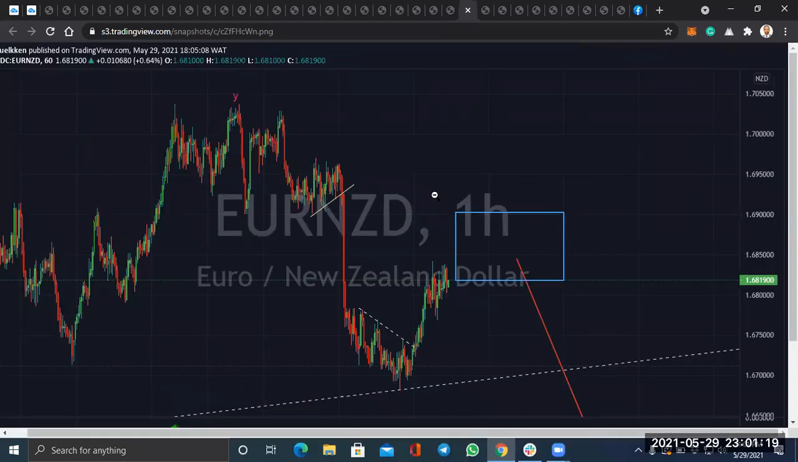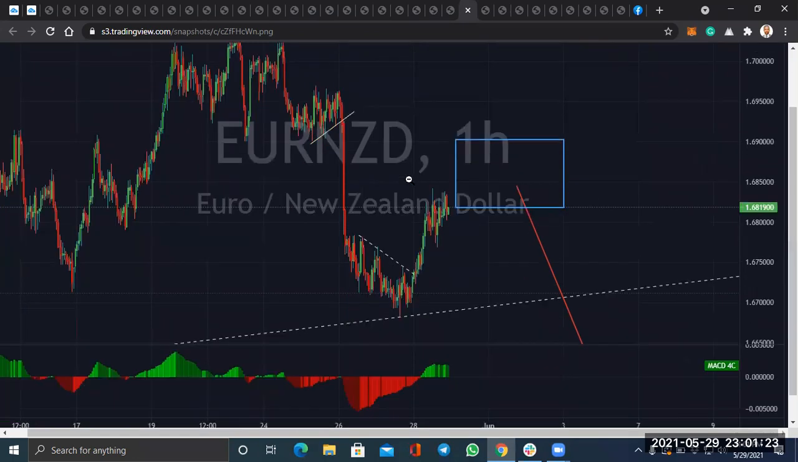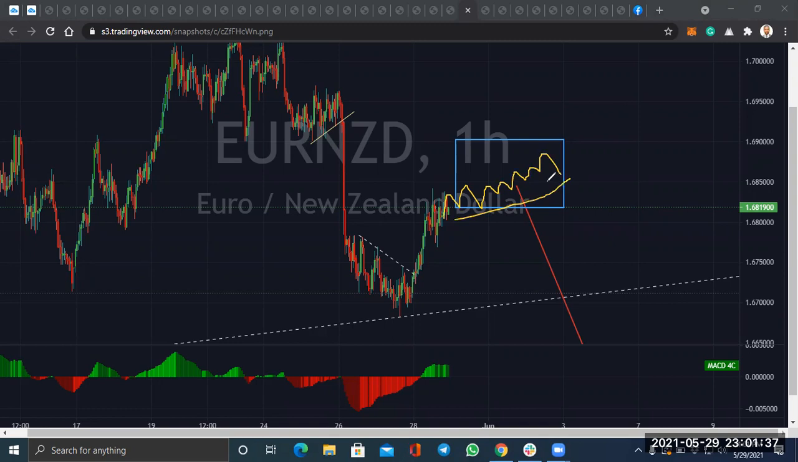New Zealand USD on one hour chart. In 1 hour, you can see this blue box is what I expect. Price can move deeper. If price keeps moving like this inside this blue box, then more reason to sell will manifest, because the next thing we see is a drop. So let's watch how price moves into this blue box, or whether it will go down immediately.